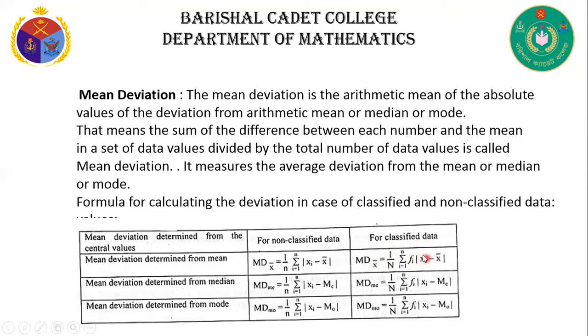We use this formula when solving classified data related math, and we also use this formula when non-classified data is given. Here n means sum of the frequency and x bar means arithmetic mean. That means sum of total numbers divided by the number of data.